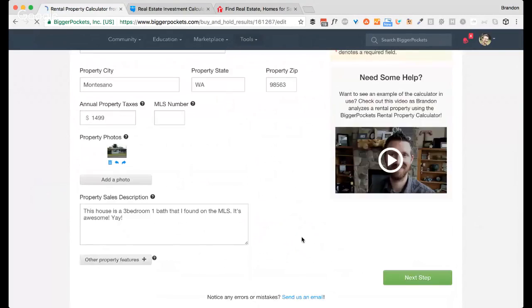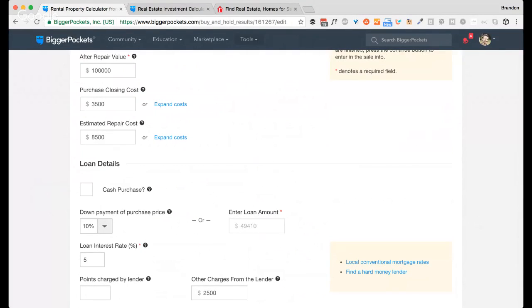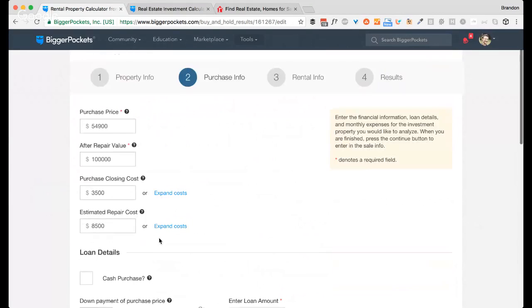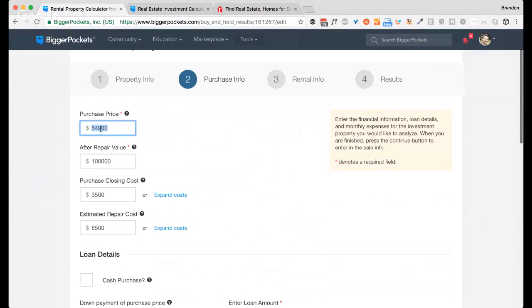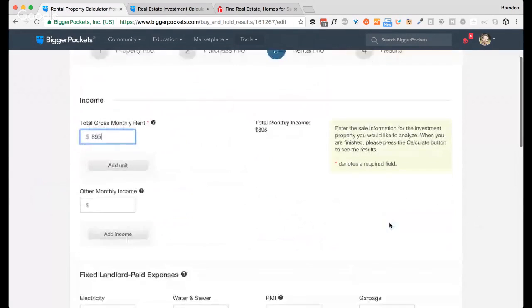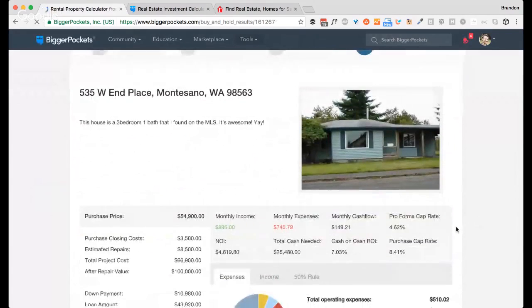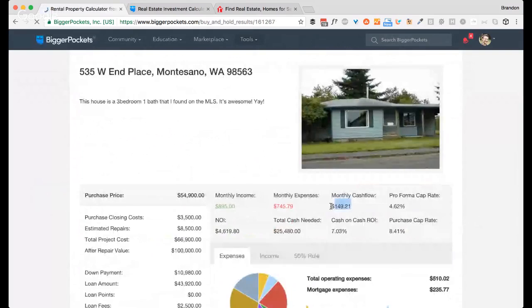Okay, so how about this? What if we were to not offer them full price? What if instead I offered them far less? What if I offered them $54,900? And what if I put that same 20% down payment? I didn't change anything else other than I changed my purchase price from 74 to 54. Let's see what happens. Down here, calculate results. And here we go. Now we're looking at 149 in cash flow, but look at that, still only a 7% cash on cash return.